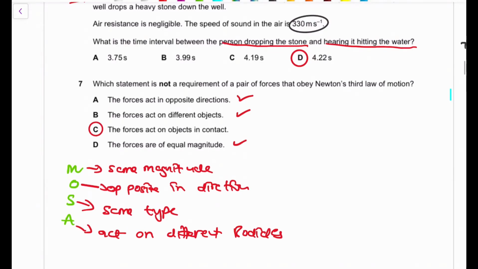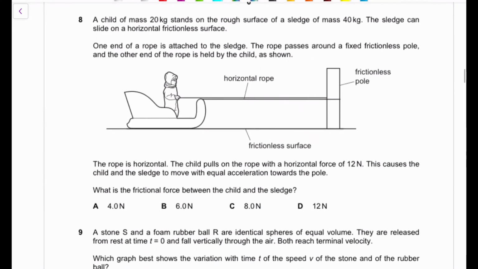So the answer is C. The question says "is not a requirement." For Newton's third law, the forces need to be the same magnitude, opposite in direction, the same type, and act on different bodies, right? If they don't obey those laws, they're not a Newton's third law pair. Very important, right?